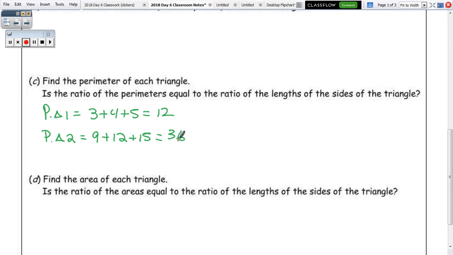Is the ratio of the perimeters, if I look at the ratio again of triangle 1 to 2, equal to the similarity ratio? Yes. So that reduces to 1/3. Yes. So we just discovered that for any polygon, again, we just looked at the triangles, the similarity ratio is the same as the ratio of the perimeters. Now let's calculate the area.